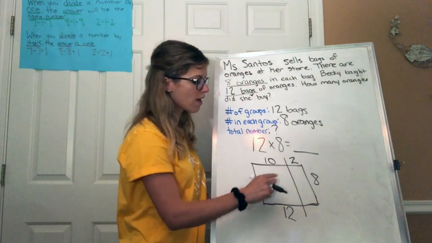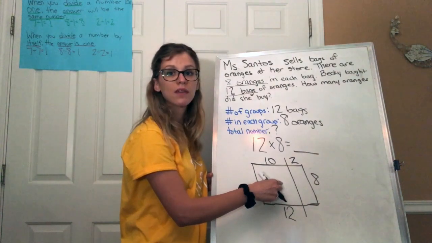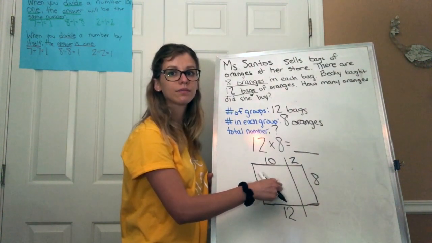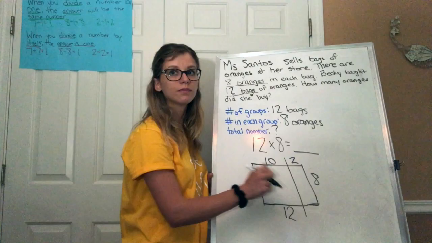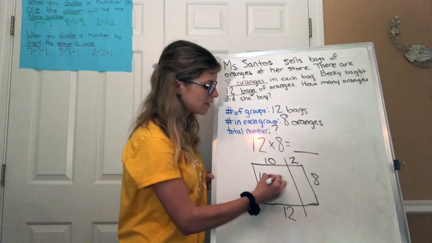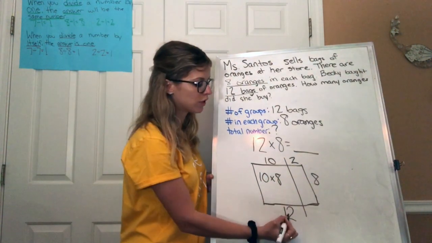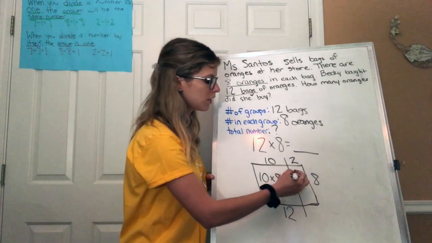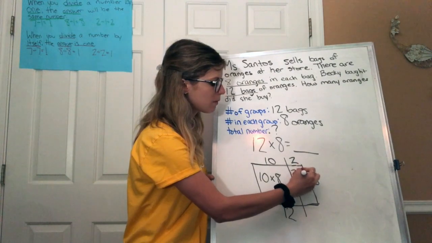Pause me and think about, if I just made this dimension 10, what would my equation be that I'm going to put in this box? In this box, I'm going to put 10 times 8. I'm going to keep 8 the same because I'm not changing this at all. I'm only changing 12. And over here, I'm going to make it 2 times 8.